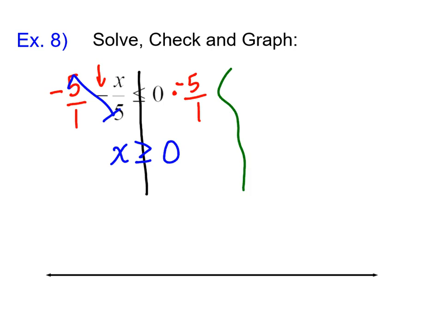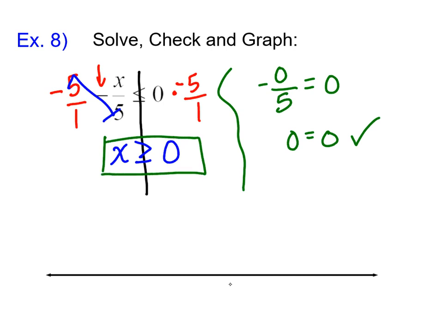We're going to check our solution. So we have the opposite of 0 divided by 5. Is that equal to 0? Well, 0 divided by any number is 0, positive or negative. So that checks out. We're going to put a 0 here. We're going to include it because of the equal sign. And I want numbers larger than 0, so we're going to go to the right.